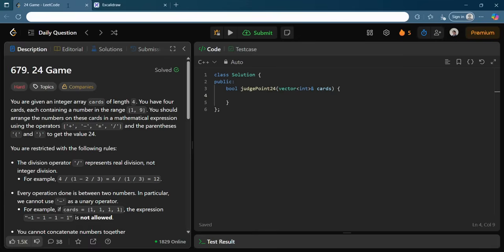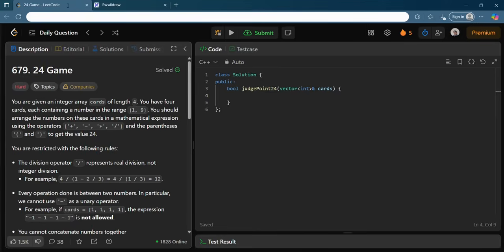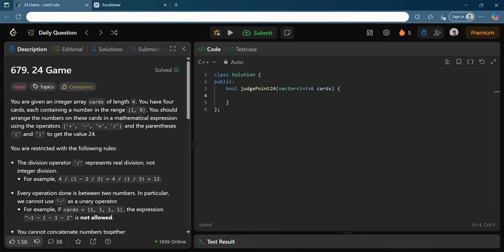So you are given an integer array cards of length 4. You have 4 cards, each containing a number in the range 1 to 9. So you are basically given 4 numbers from 1 to 9, and you should arrange the numbers on these cards in a mathematical expression using these 4 operators only and also parenthesis. Okay, two kinds of parenthesis, to get the value 24. No matter what kind of operations you perform on those 4 numbers, they must result in the value of 24.